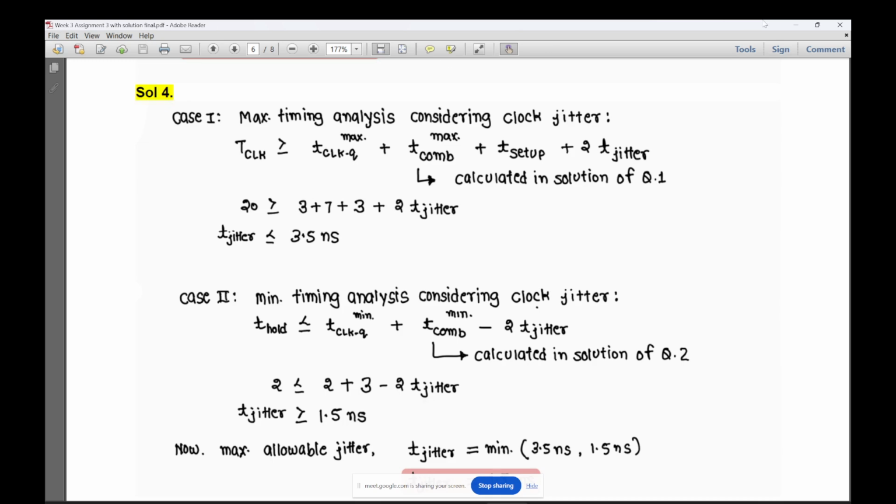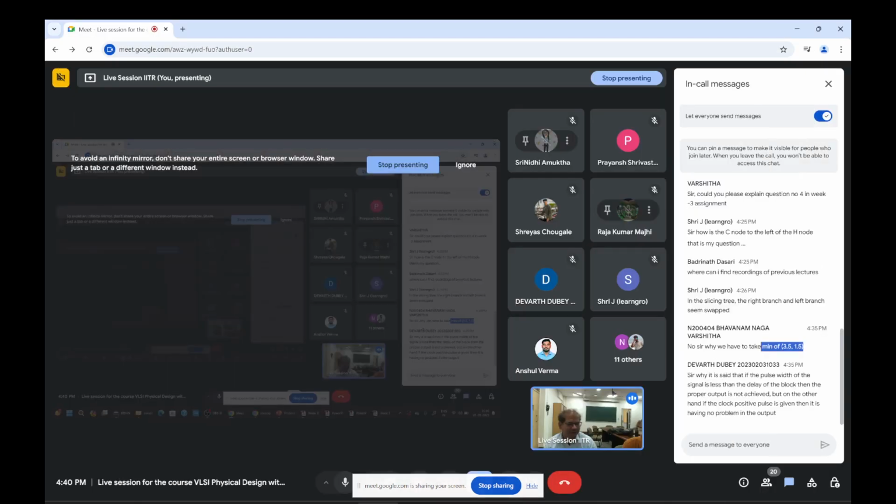Okay, this one has already been graded, but we'll look into this question again and get back to you in the discussion forum. We'll post the answer there actually.